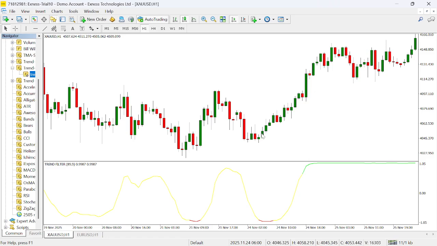For trend following strategies, traders look for buy opportunities when the indicator shows a strong uptrend with green color, and sell opportunities when it shows a downtrend with red color, while trend reversal confirmation uses the indicator color switching from green to red or vice versa, combined with chart patterns or candlestick analysis.